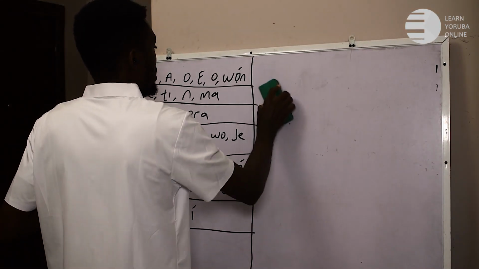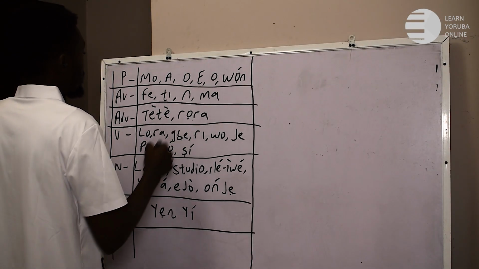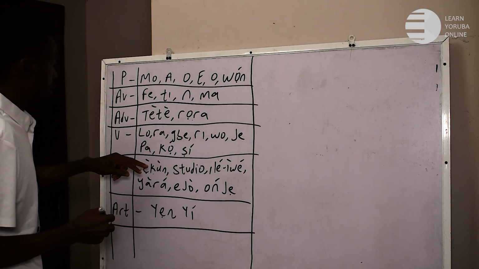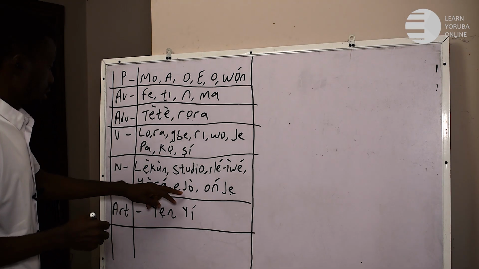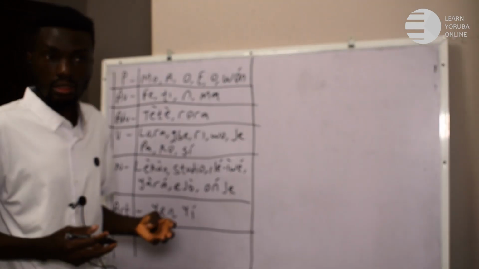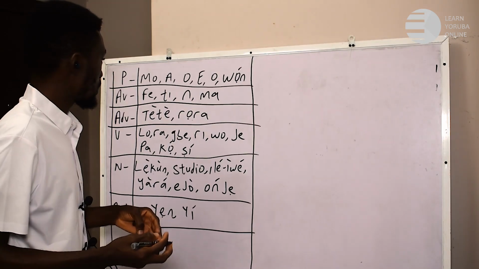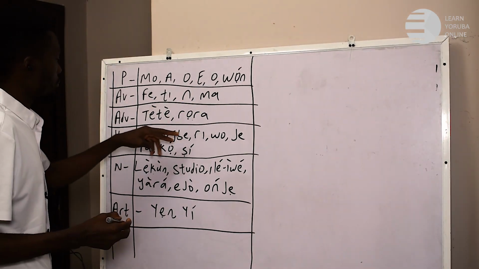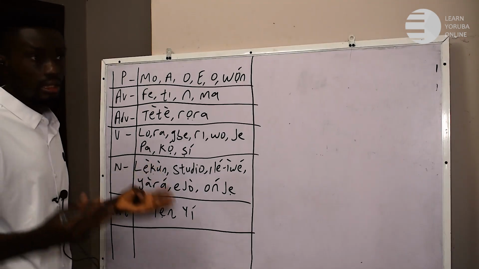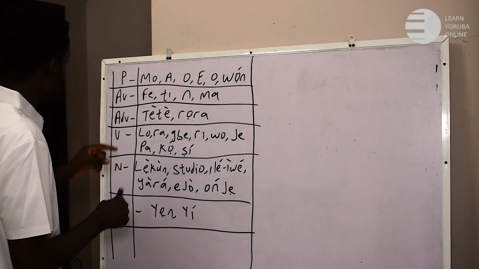So let me just change this and use another one. So we can say Ẹ̀yin ń tètè pa ejò. You are quickly killing a snake. But I don't think that is a logical sentence. Pa is kill. So Ẹ̀yin ń tètè pa ejò. You are quickly killing a snake. So that may not be logical. But let me just use another one that may be logical from this.